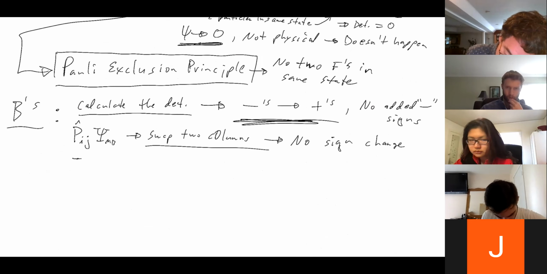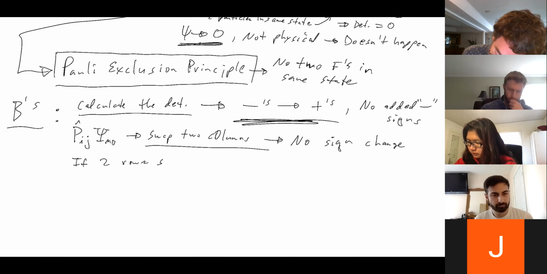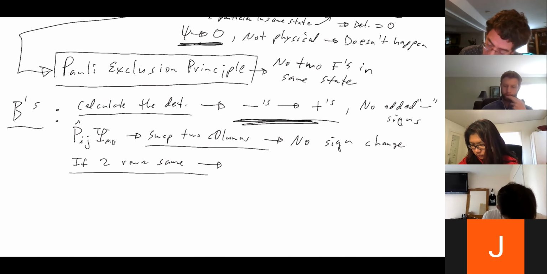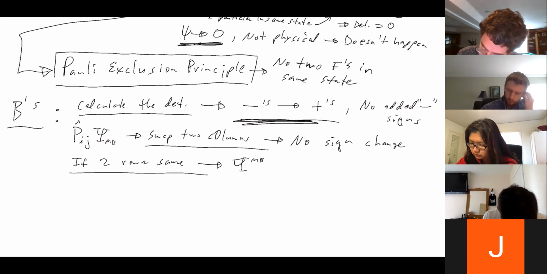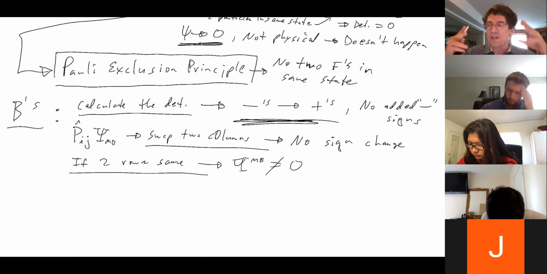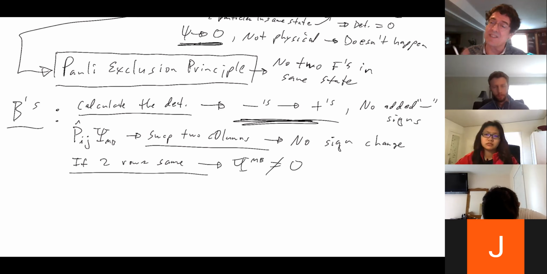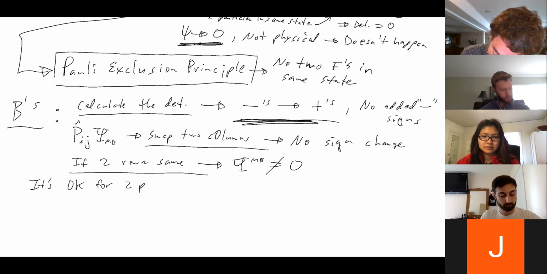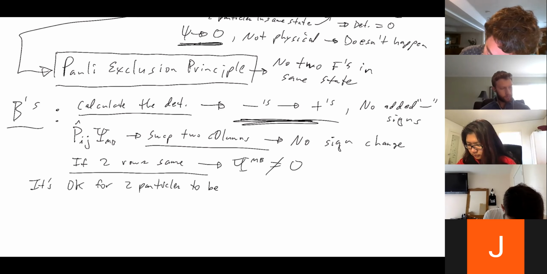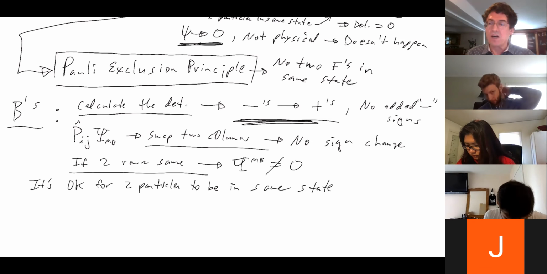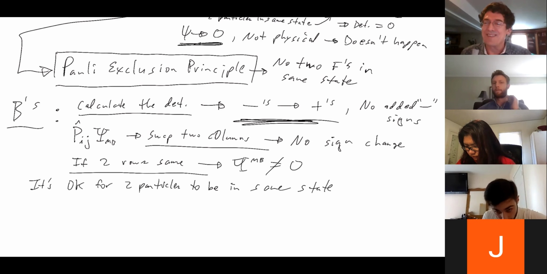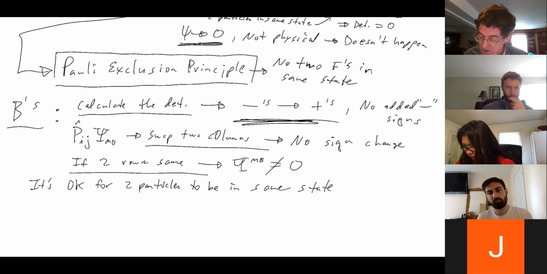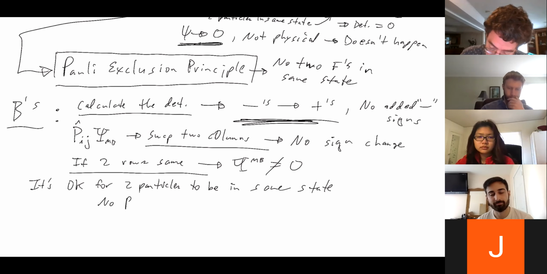Also, now if two rows are the same, a property of this new thing we're calculating is that it doesn't go to 0. That property of the determinant, that if two rows are the same it goes to 0, is gone, because I got rid of all those negative signs. So that no longer happens. And so now it's okay for two particles to be in the same state, because the bosonic wave function is not antisymmetric, it's symmetric, so it no longer has that property that if you put two particles in the same state it goes to zero. So now two particles can go in the same state. There's no Pauli exclusion principle.